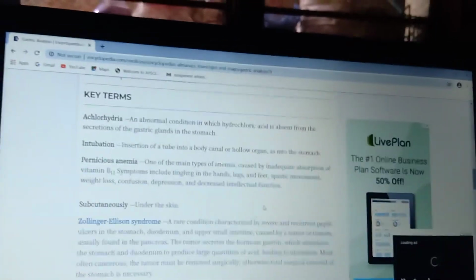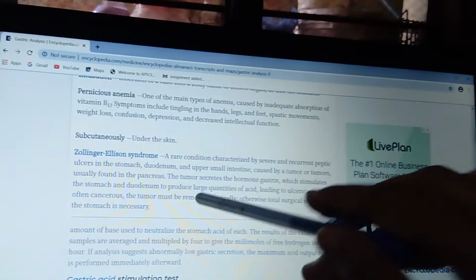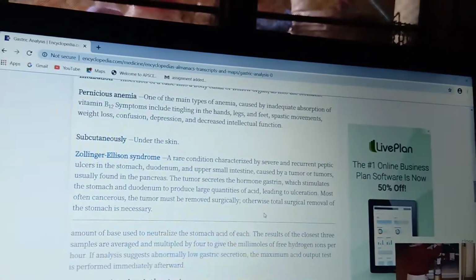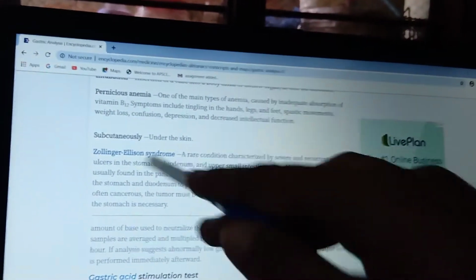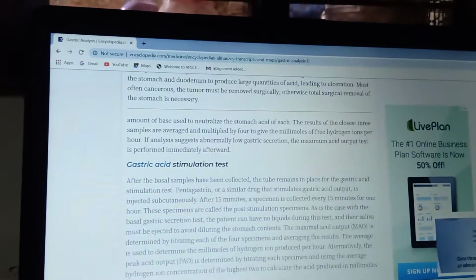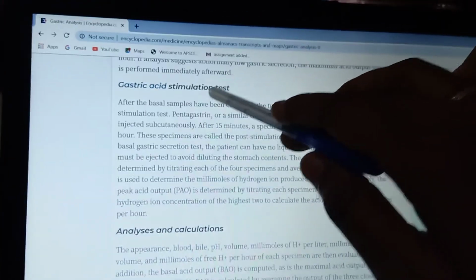And next one, some terms I have already explained, is Zollinger-Ellison syndrome. For example, I already explained that in the stomach, duodenum and upper small intestine there may be tumors, or maybe peptic ulcers, and all this inflammation leads to Zollinger-Ellison syndrome. Okay, and if the hydrogen concentration cannot be confirmed with these, the next procedure they do is a gastric acid stimulation test.